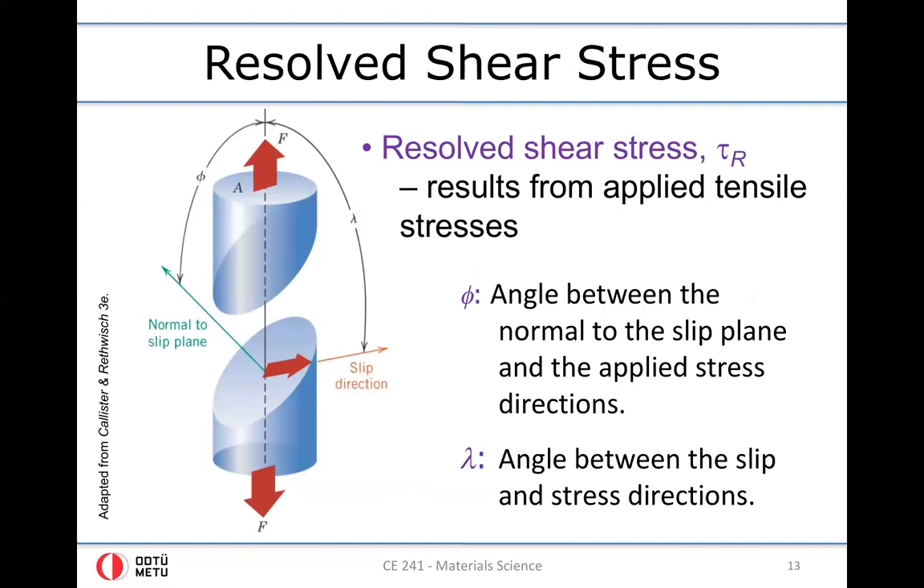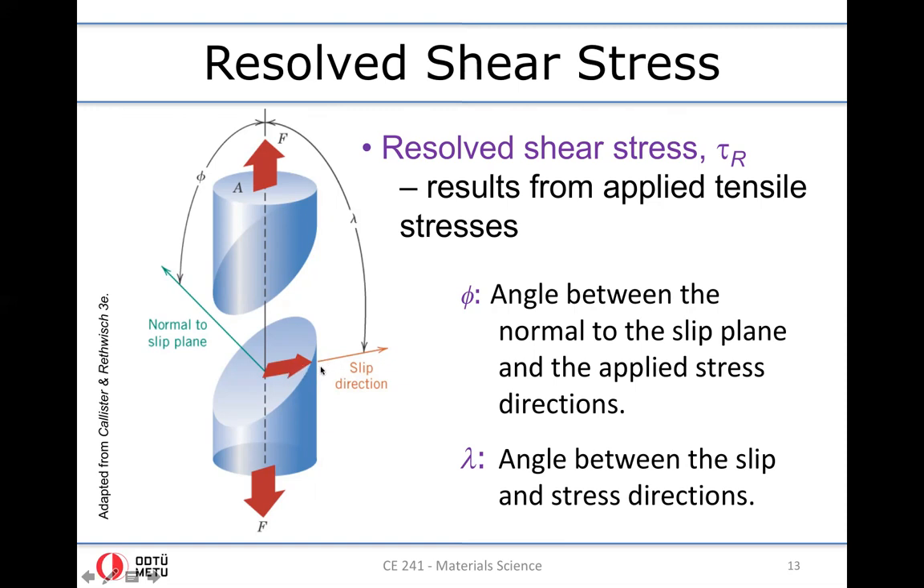So how are we going to decide whether the slip will occur or not? For that purpose, we introduce the concept of resolved shear stress. Assume that you have a cylindrical specimen like this, okay? When you look at the microstructure of this cylindrical specimen, you observe that you have a slip system, and in the slip system, you have a slip plane that is denoted by this inclined plane, and the slip direction that is denoted by this red arrow.